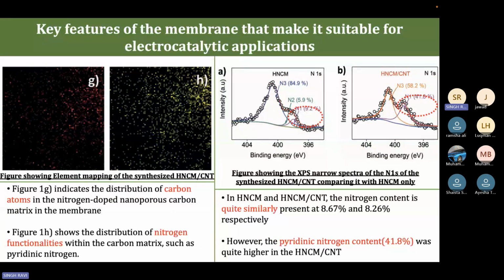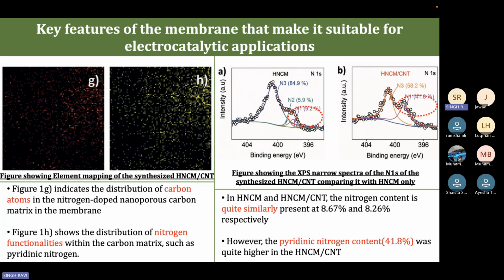And they also did the elemental mapping, showing, as you can see in this left hand side figure, the distribution of the carbon atom within the catalyst was very significant by this characterization after synthesizing this nitrogen doped carbon along with the carbon nanotube. And they also did the nitrogen element mapping, in which we can see a significant distribution of the nitrogen atom in this catalyst.